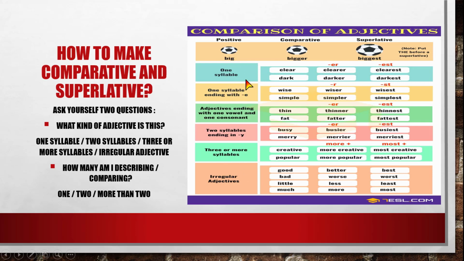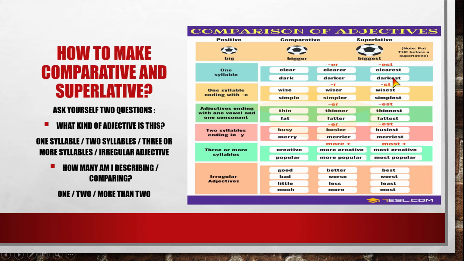So how do we know about the adjectives? The adjectives could be one of these. It could be a one-syllable adjective, as we call it, maybe a short adjective, like clear, dark, old. These one-syllable adjectives are so simple to deal with. You just add er when you compare between two, or add est when you compare between more than two. So as you can see here, clear will be clearer, and the superlative form, if you compare more than two, will be clearest. Dark, darker, darkest.